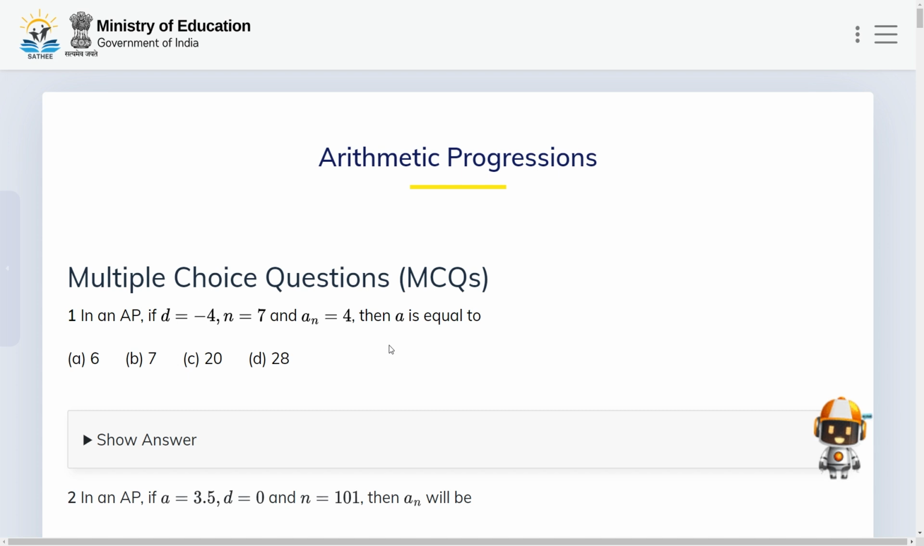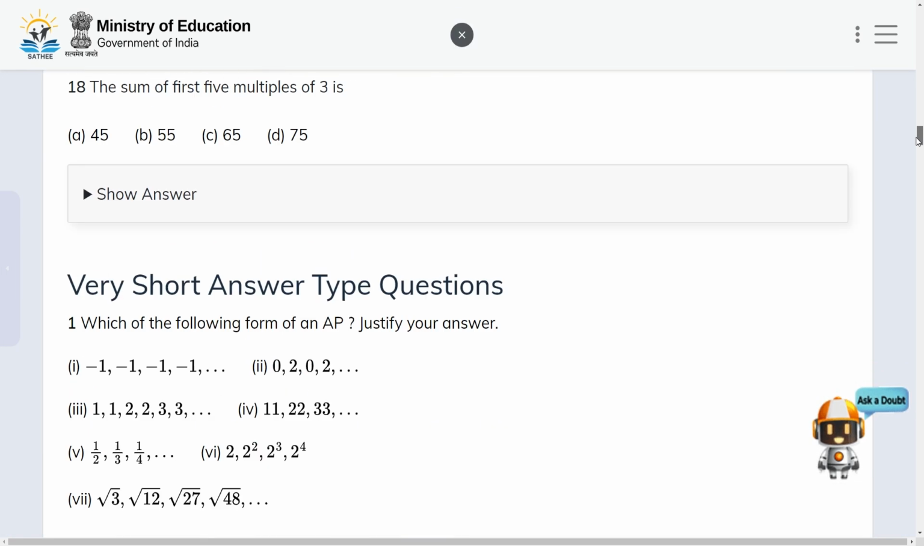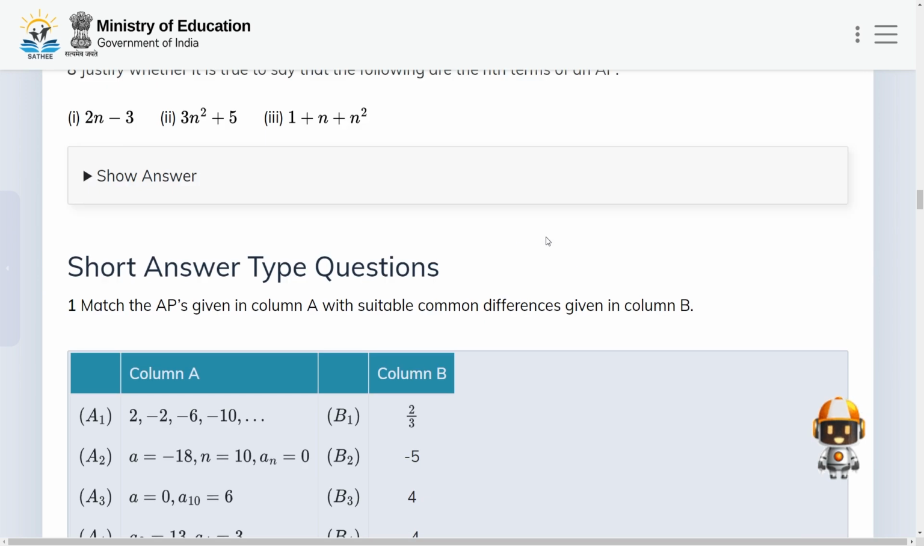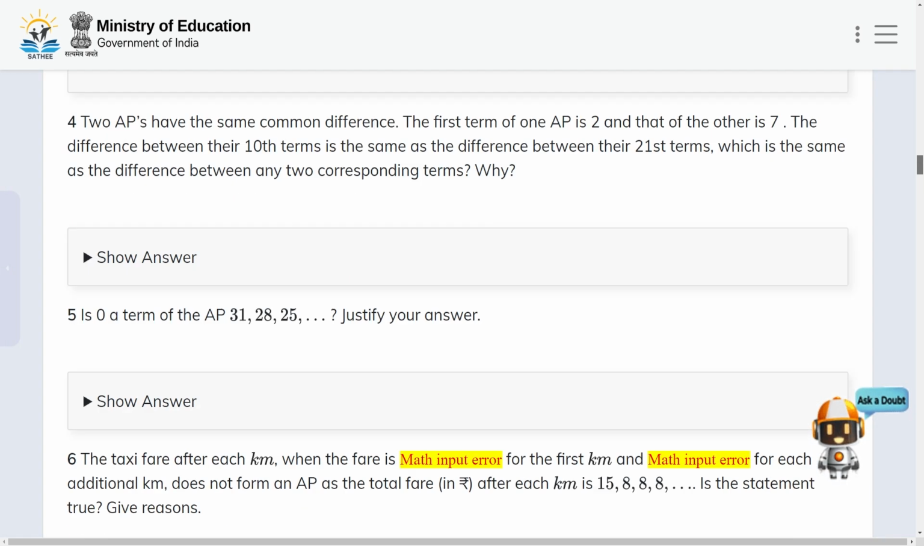So in this lecture we will discuss NCERT Exemplars problem 1 Arithmetic Progressions. In our previous part of Arithmetic Progression NCERT Exemplars, we have discussed multiple choice questions. So in this lecture basically we will discuss very short answer type questions.